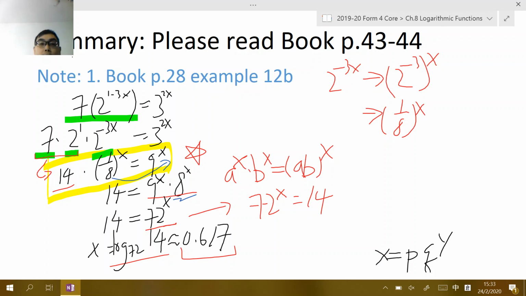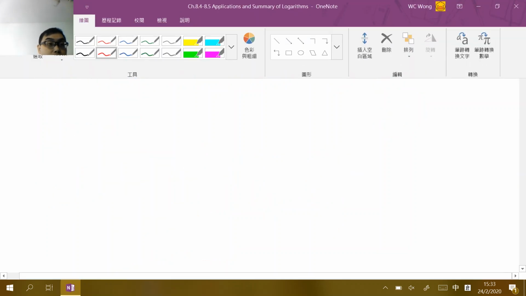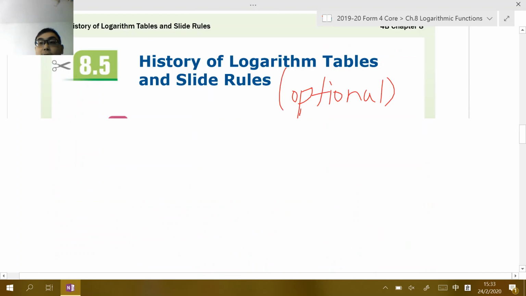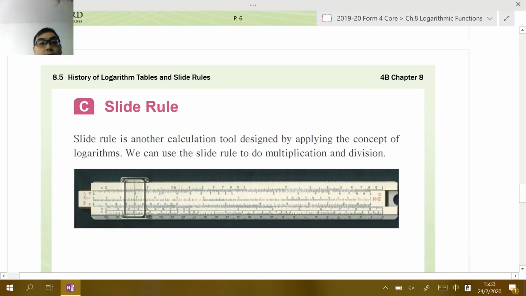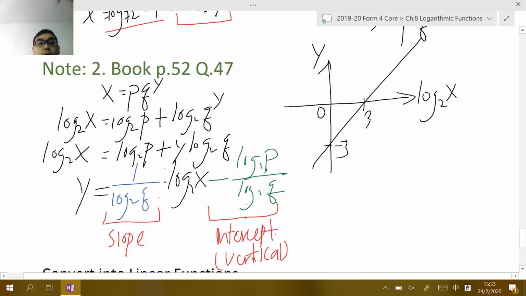Okay. So besides this note, the second note I would like to talk to you about is the kind of question you will always see in DSE, but it is not shown in any example from the book, which is this one. So you may turn the book to page 52, the supplementary exercise, question 47.